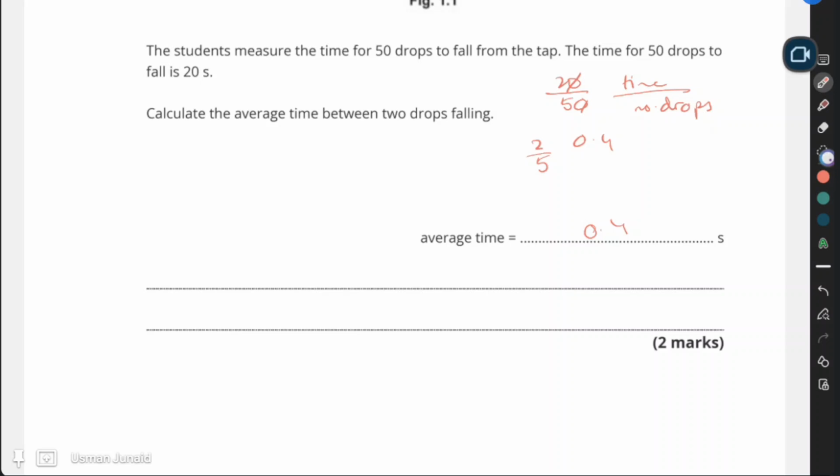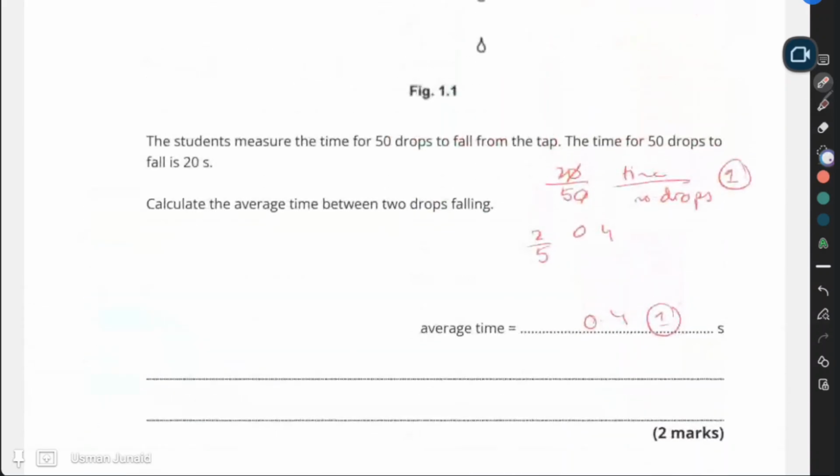So this is the marking scheme, you'll get 1 mark for this, and you will be allotted 1 mark for this fraction and this answer.